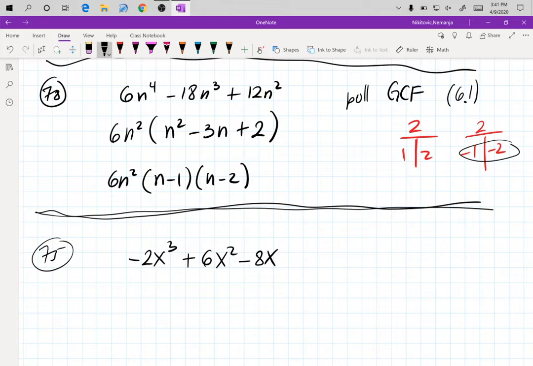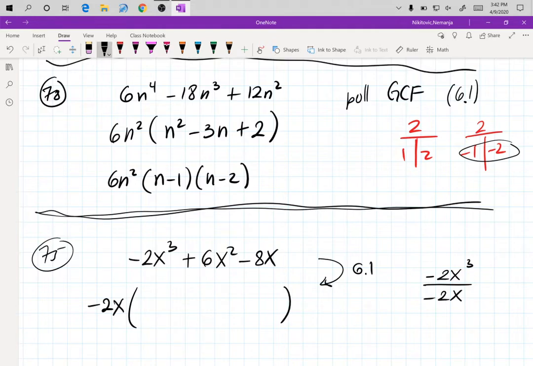All of the numbers are divisible by 2, which is great, and each one of these has at least 1x. So when we factor using 6.1, we're going to kick out negative 2x. So now, what are the leftovers? How much is negative 2x cubed divided by negative 2x? Negative cancels negative, 2 cancels 2, and then you have 3 x's on top, 1 x on the bottom, 1 gets cancelled, so you just get your x squared.